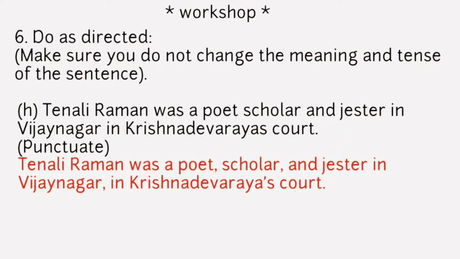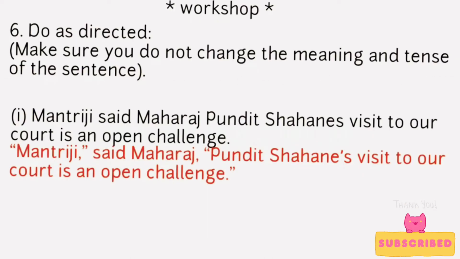Next is, Tenali was a poet, scholar and jester in Vijayanagar in Krishna Dev Raya's court. Here we have to punctuate it. Okay, and the punctuation is, Tenali was a poet, comma, scholar, comma, and jester in Vijayanagar, comma, in Krishna Dev Raya's, apostrophe s, court, full stop. So this will be the punctuation of it.